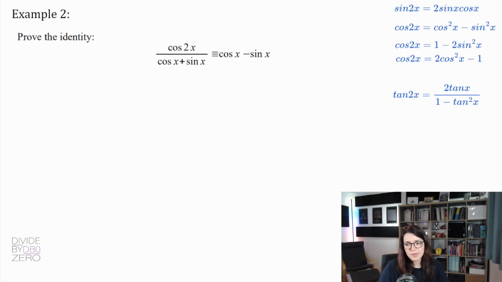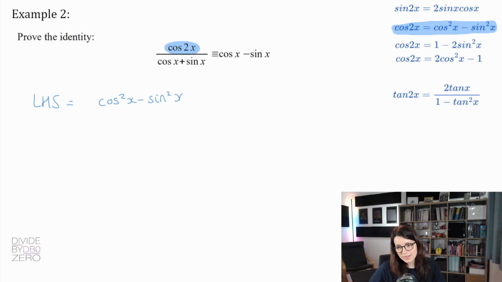Example 2, prove the identity. I'm going to start with the left-hand side because it looks like there is more to do there. And I'm going to replace the cos 2x with something. I have 3 options for cos 2x. And sometimes you just need to try one and see where it goes. But in this case, I am going to use that first identity there. Because when I do this, I get cos squared x minus sin squared x on the top.